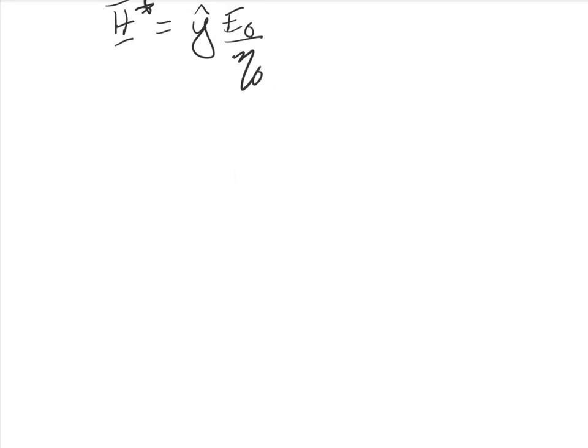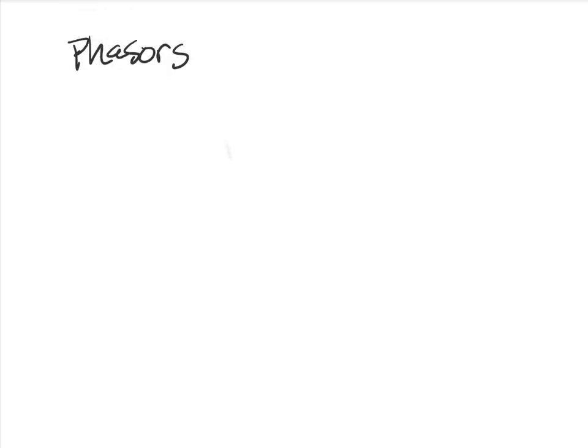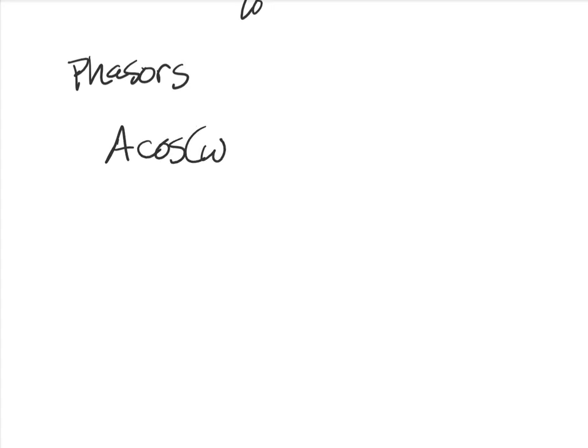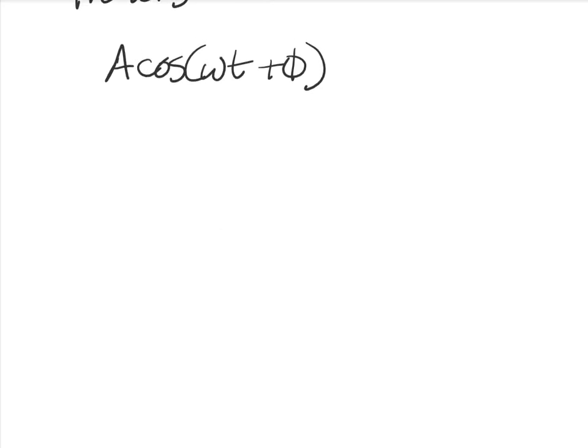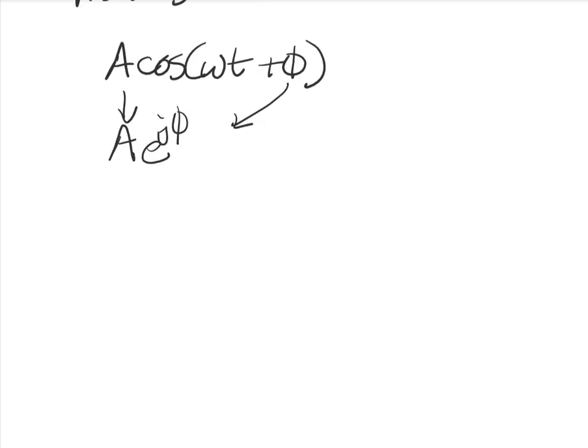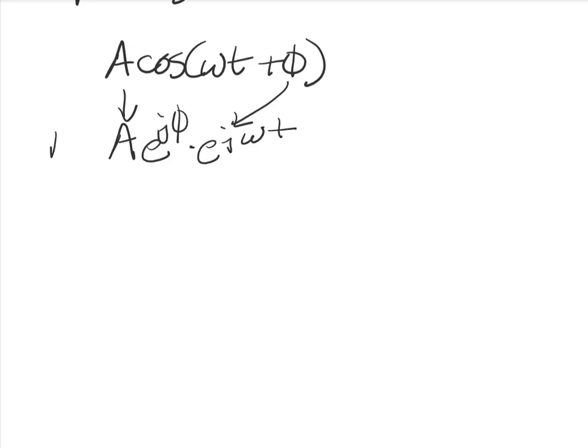The phasors, as you will recall from 240, are a shorthand for sinusoidal signals. So, if I have a sinusoid, like A cosine of omega t plus phi, I can represent that as a phasor by taking the amplitude and the phase and writing them thus. Now I can reverse that process by just multiplying by e to the j omega t, taking the real part, and I get back out A cosine of omega t plus phi.